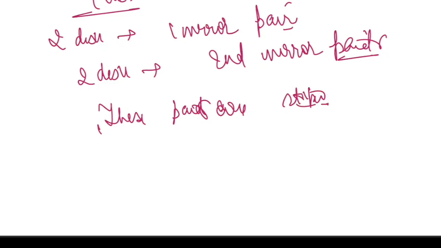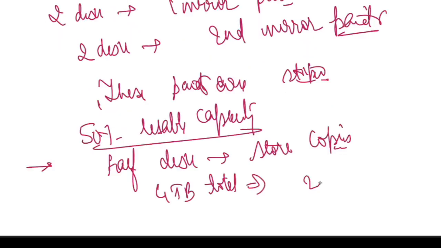Now the next point is 50% usable capacity. What does it mean? Half the disks are used only to store copies. Suppose you have 4 terabytes total, then only 2 terabytes will be usable.